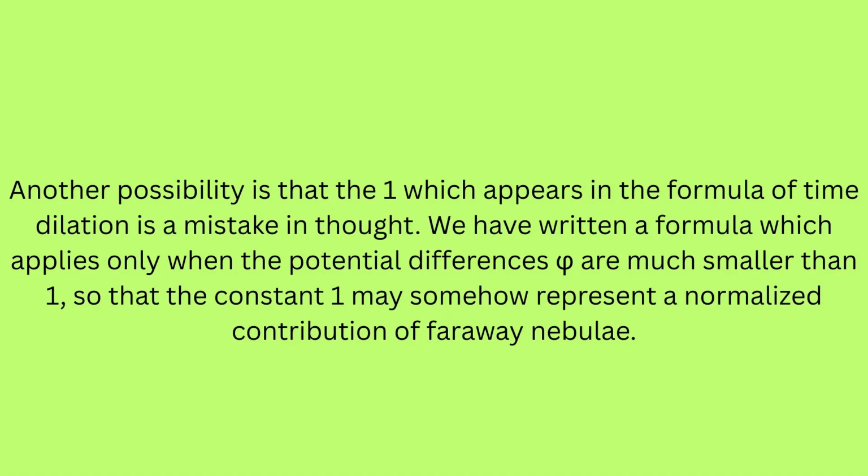We open lecture 5.3, Cosmological Effects of the Time Dilation, Mach's principle, and we read: another possibility is that the 1 which appears in the formula of time dilation is a mistake in thought. We have written a formula which applies only when the potential differences phi are much smaller than 1, so that the constant 1 may somehow represent a normalized contribution of faraway nebulae.